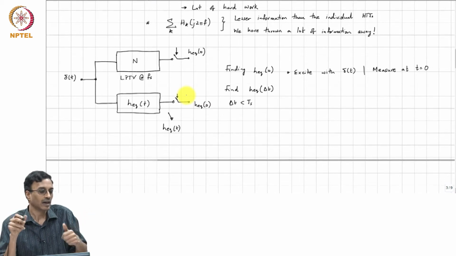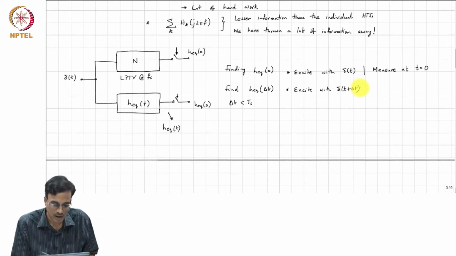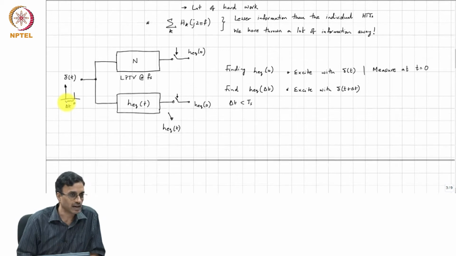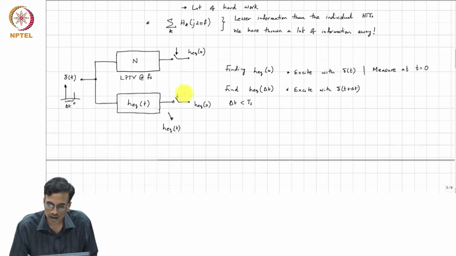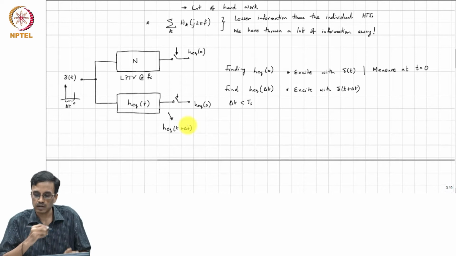To get h at t plus delta t, you have to apply an impulse at t plus delta t. So you excite with delta of t plus delta t. In other words, you are applying an impulse at delta t before. If this is 0 and you apply an impulse at minus delta t, then what do you get? You will get H equivalent of t plus delta t. When you sample it at 0, what will you get? H equivalent of delta t.